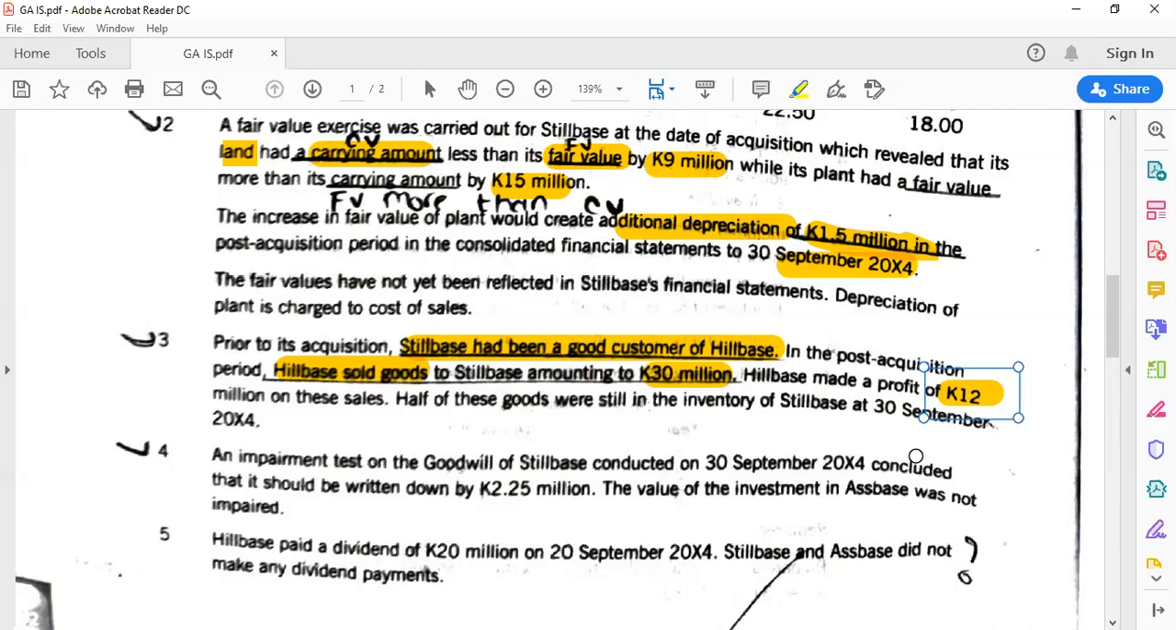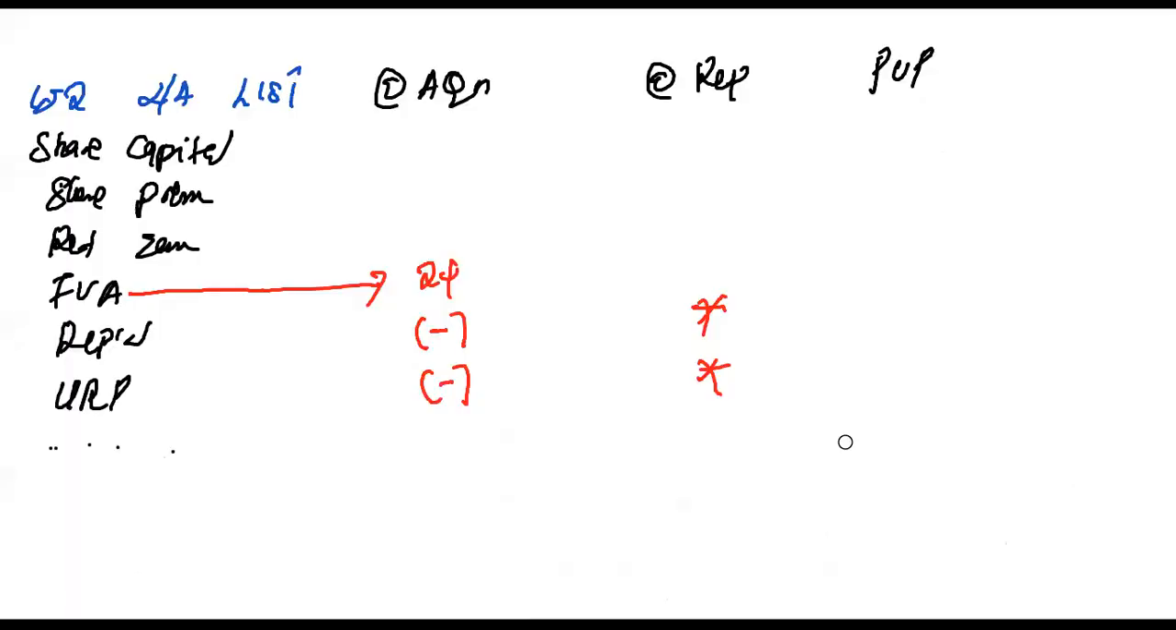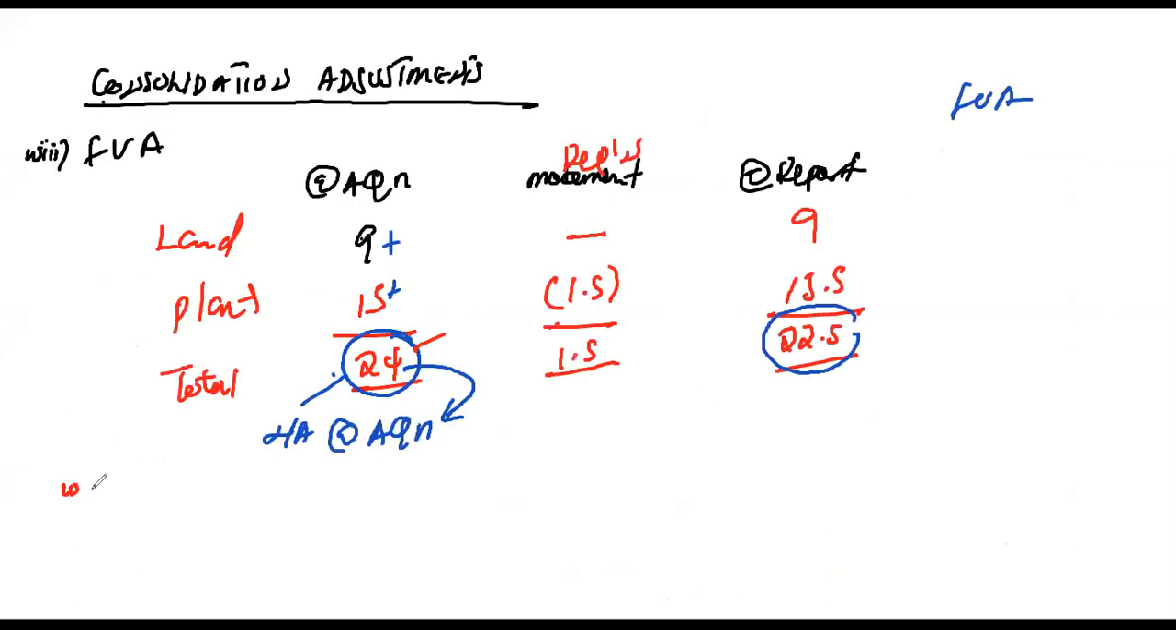So here's what we are going to do. We are going to do a working here on the URP. We are going to call it working number 4, and we simply say URP. So on the URP, the highest profit, these guys, they sold goods worth 30 million, and they made a profit of 12.